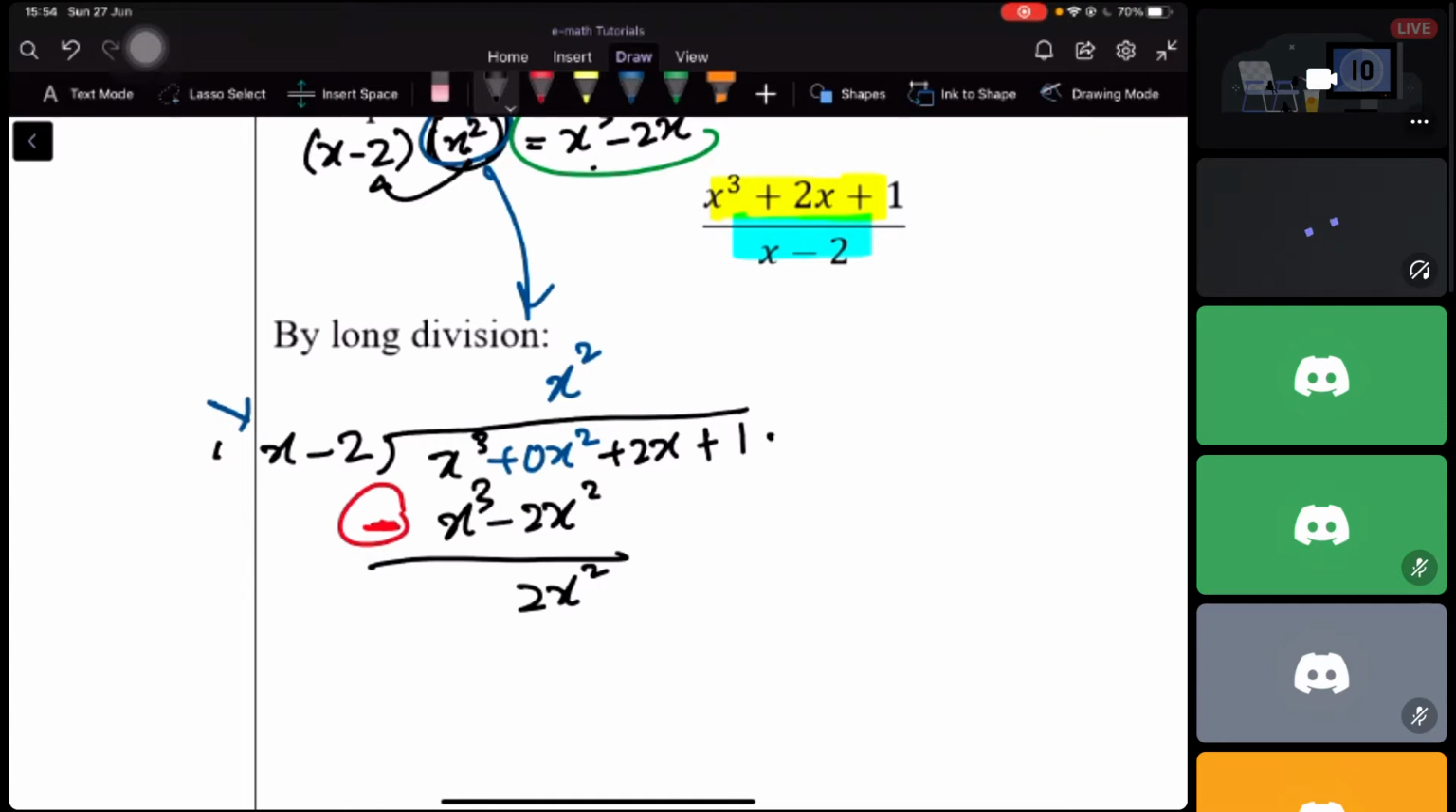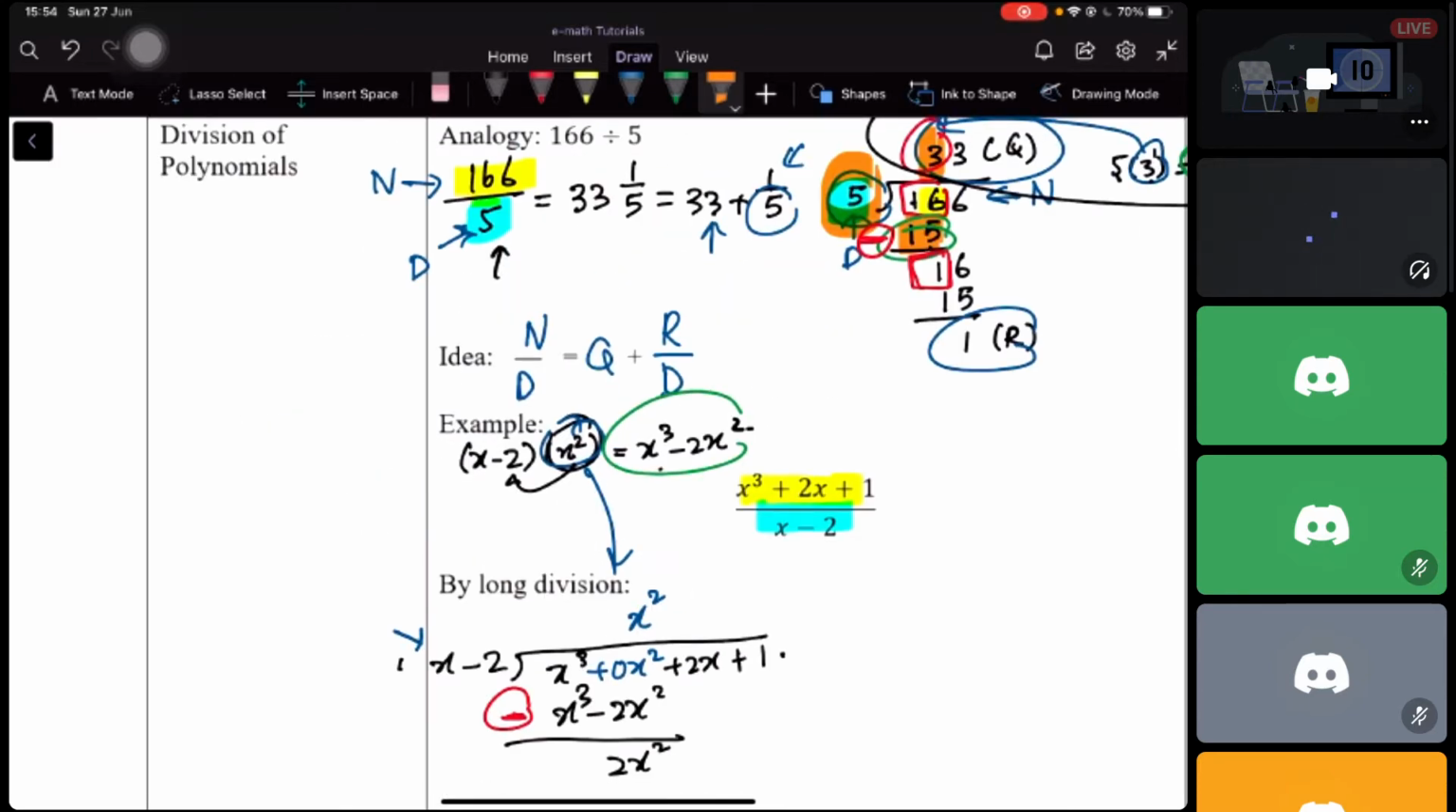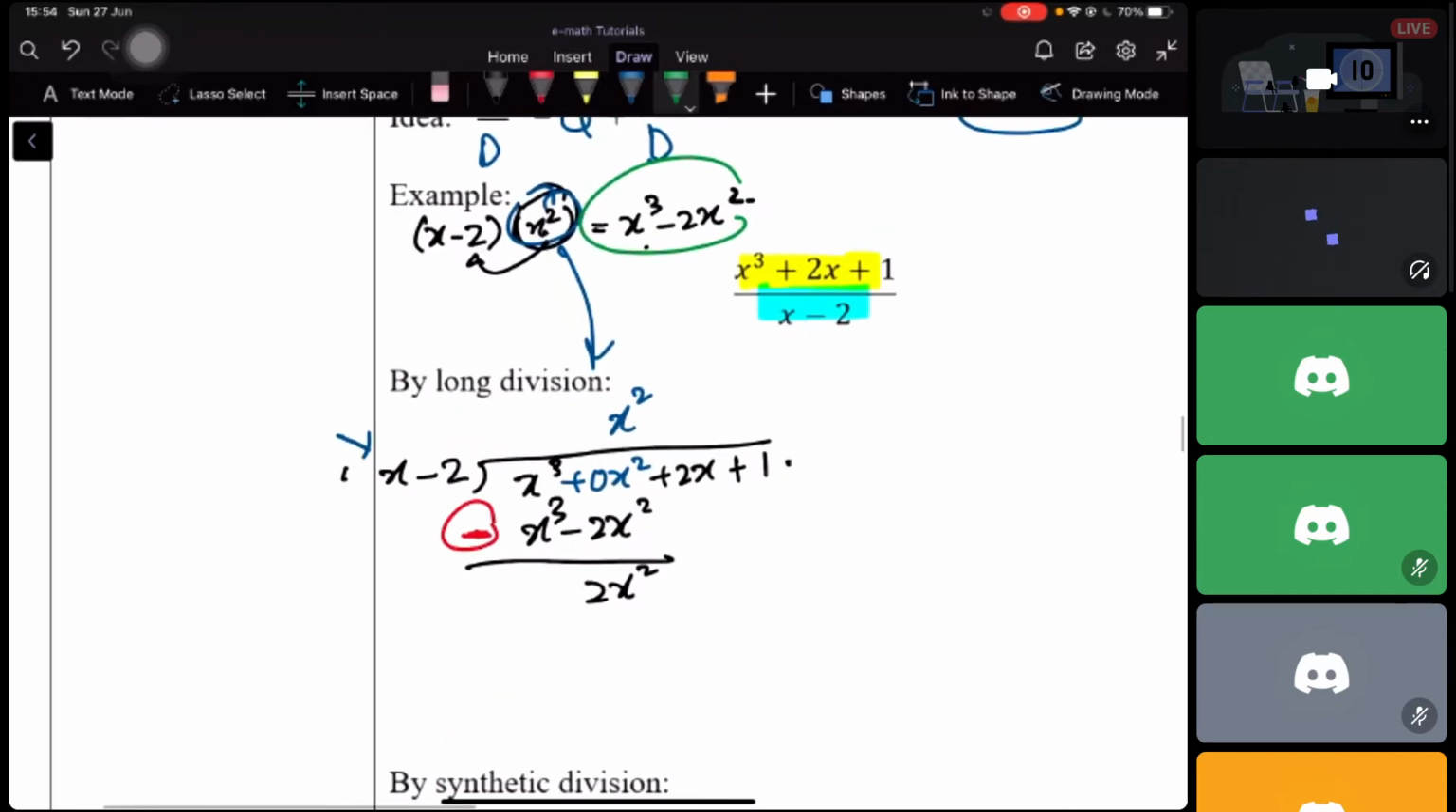Then now you get 2x squared. But this is not the end. Continue. You bring down the next term, same as before, which is one power less than x squared. So plus 2x. Now again, it's the same story.